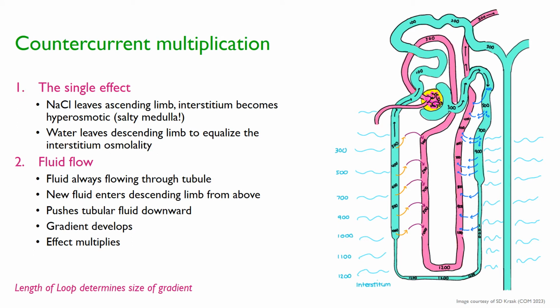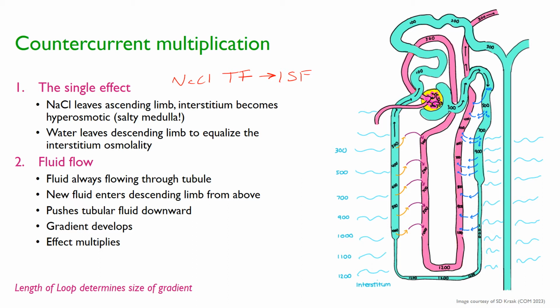The first mechanism we are going to talk about is called the countercurrent multiplication. The countercurrent multiplication moves sodium chloride from the tubular fluid into the interstitial space. It does this throughout the length of the kidney nephron, from the outer part of the medulla deeper into the inner part of the medulla along the loop of Henle.